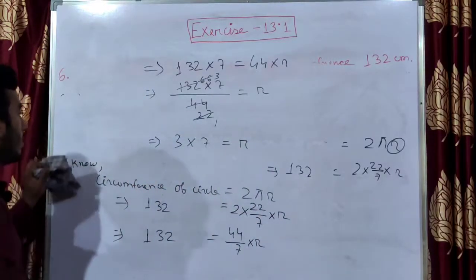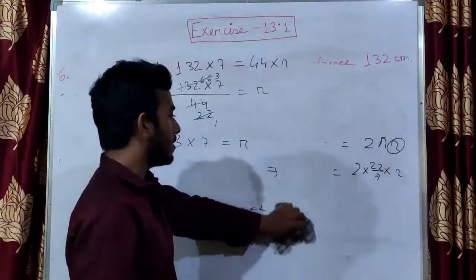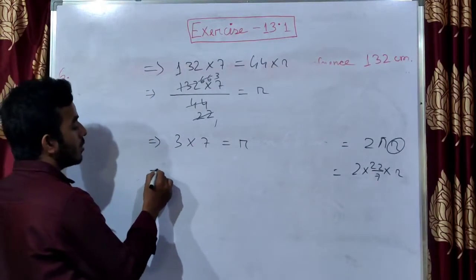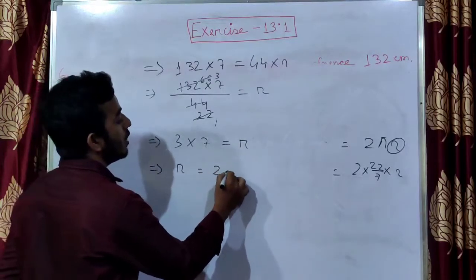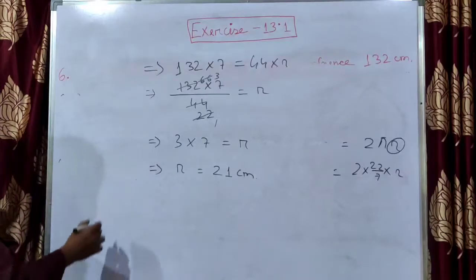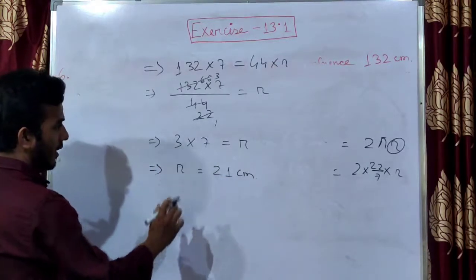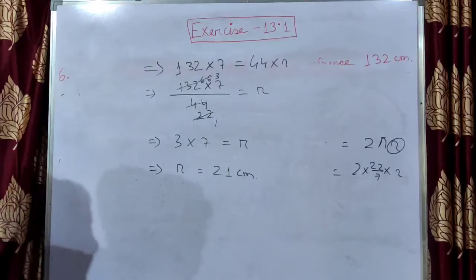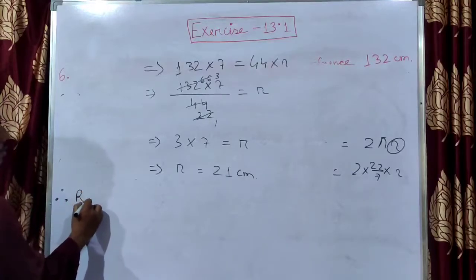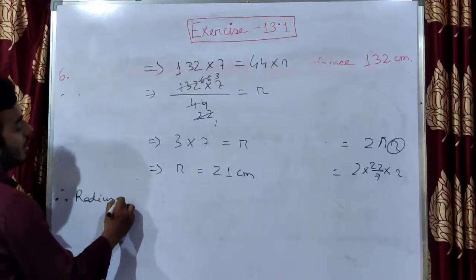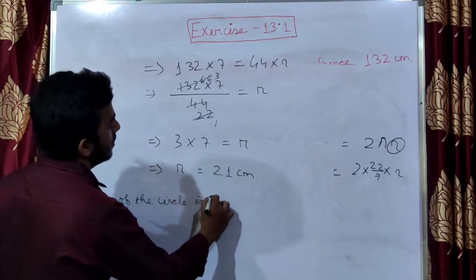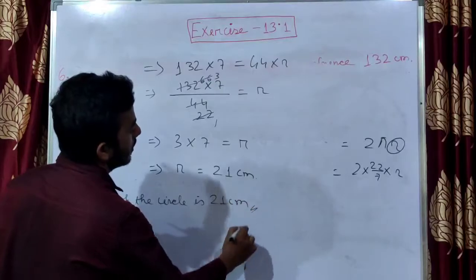So now if we multiply 3 with 7, what will be the result? It will be 21. So can we write r equals 21 centimeter at last? So this is what? This is our radius which we have to find. So at last we will write, therefore, the radius of the circle is 21 centimeter. Clear?